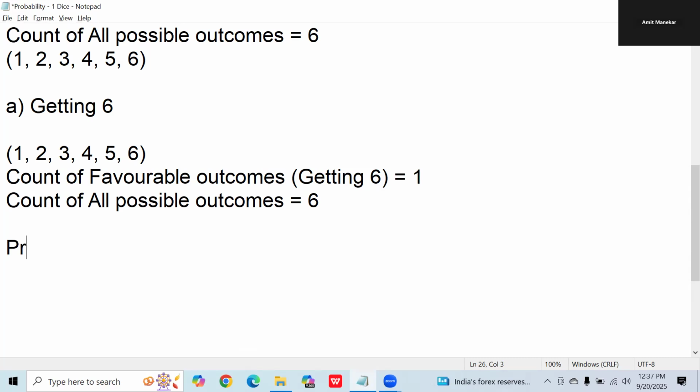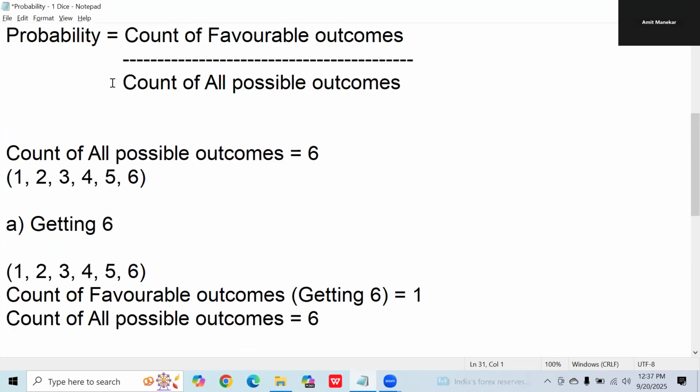So in this case, the probability of getting 6 is equal to, what is our favorable outcomes count? 1. And what is the count of all possible outcomes? 6. So our answer is 1 upon 6. So the probability of getting 6 is 1 upon 6.